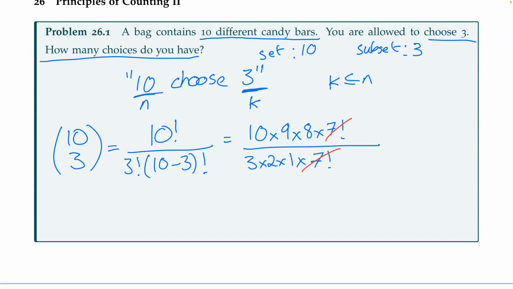You can also do a little bit more cancellation here, if you want to work it out in your head, that is. You could just plug these into a calculator. But for the purposes here, we can divide that 9 by 3 and cancel the 3 from the bottom. There's 2 here. We can take out a factor from that 8, say. So we're now left with 10 times 3 times 4, which is 120. So there are 120 different ways that you can choose 3 candy bars from a set of 10 candy bars. Again, this is unordered.